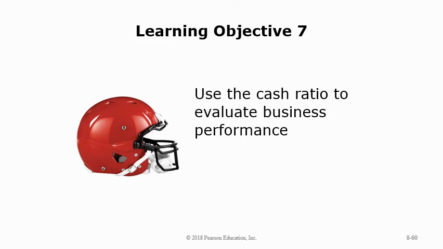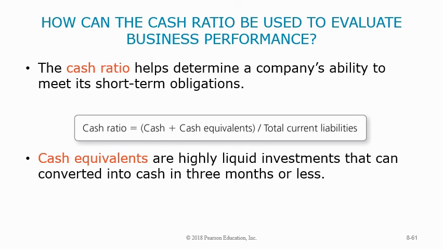So our last objective here, learning objective 7, we're going to use the cash ratio to evaluate a business's performance. So that cash ratio just helps us to determine the company's ability to meet its short-term obligations. So are we able to pay the bills that we have right now is basically what the cash ratio is telling us. So what this does is it takes our cash plus our cash equivalents and it divides it by our total current liabilities. So what do we owe within the next year? So our cash equivalents are highly liquid investments that can be converted to cash in 3 months or less.